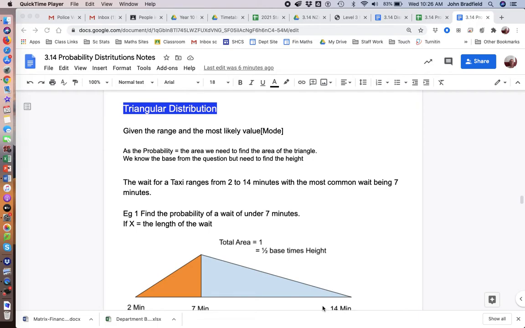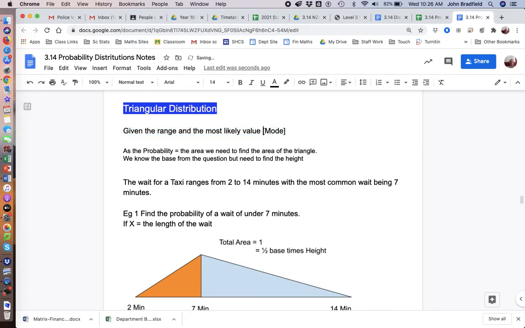Second of the continuous ones, the triangular distribution. This is new in that we don't cover it in year 12, and it comes up every year, so it's one to latch onto. The situation where we would use it is quite specific. We're in continuous, so we're looking for a measurement, and we're given two pieces of information. We're given the range of possible measurements and the most likely value, which could be referred to as the mode.